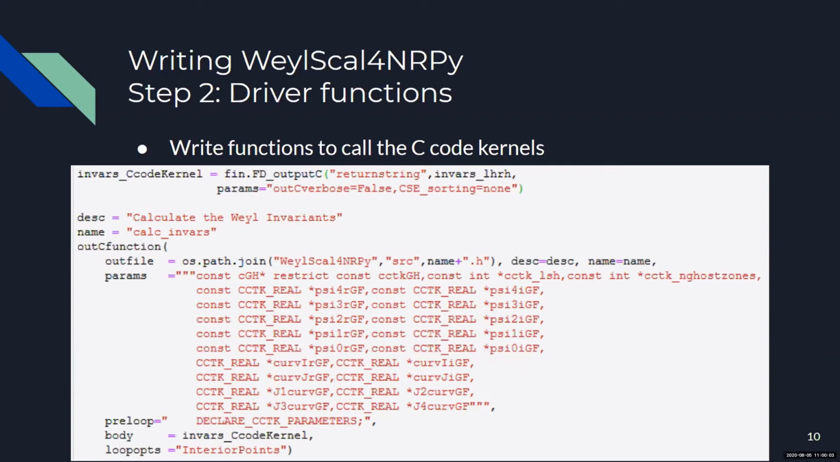So all we have to do is specify the inputs and the outputs, give it a name, tell it where to put the file, and then a few other parameters for the loop over the portion of the grid we care about, and it creates that function for us.